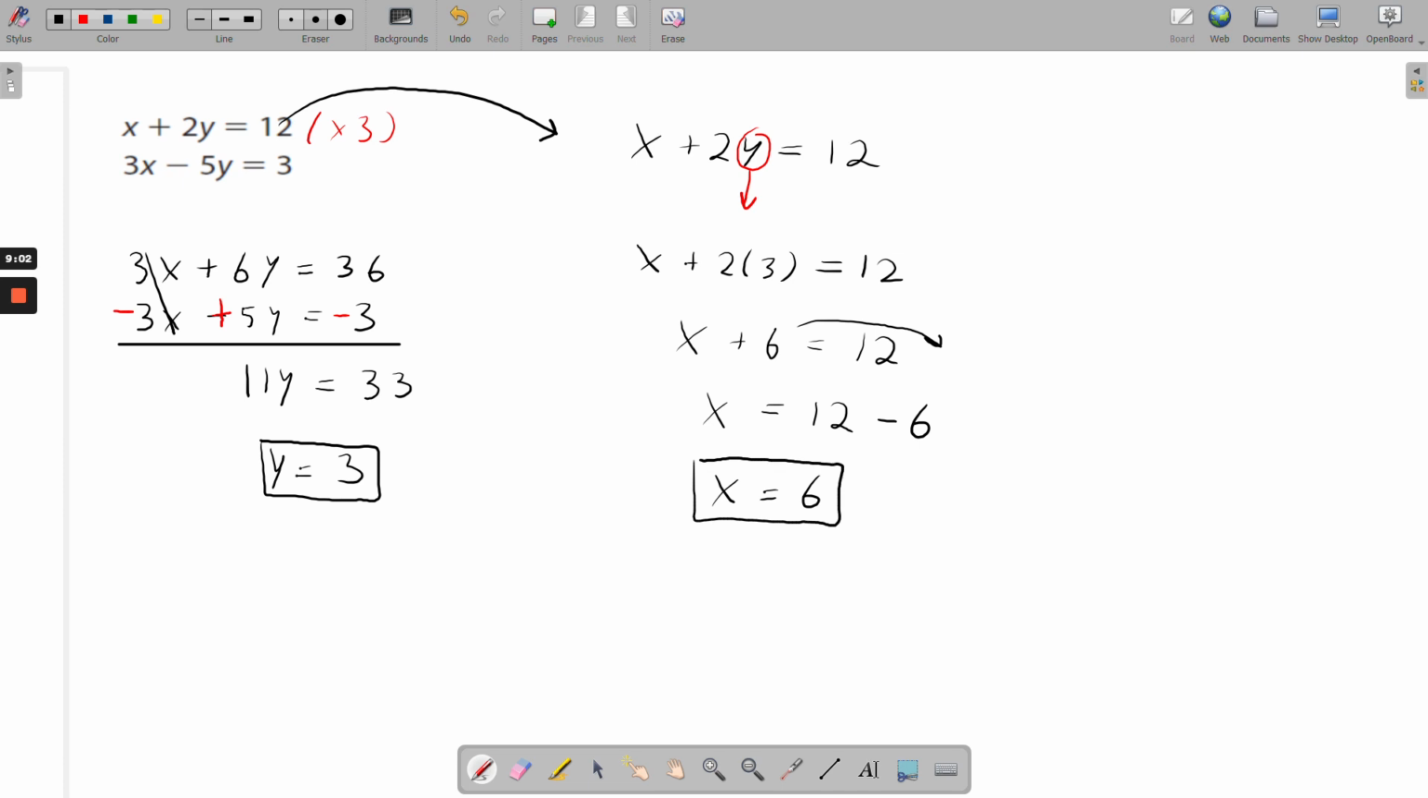And again, you could go and just check, these line up with our top equation, so you would see that they should. x is equal to 6, so this would be 6 plus 2 times 3, which is equal to 12, that's correct. And then we've got 3 times 6, because x is replaced with 6, so 3 times 6 is going to give you 18, minus 5 times 3, so 18 minus 15, you can see that's going to give you 3, which is correct there.